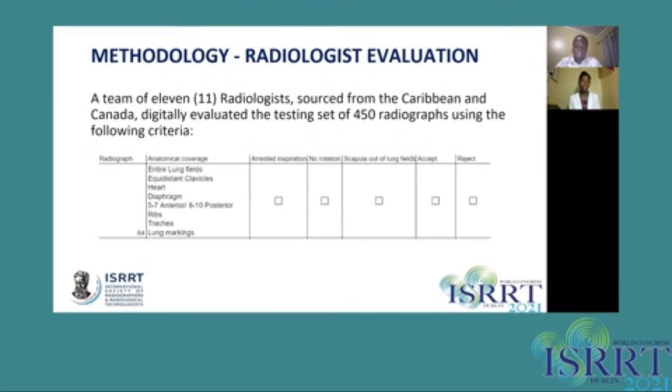Our evaluation team consisted of 11 radiologists sourced from the Caribbean and from Canada. They digitally evaluated our testing set of 450 radiographs using the below criteria, which is a condensed version of the standard criteria of evaluating chest X-rays.